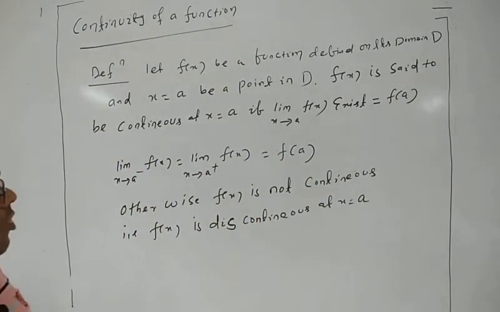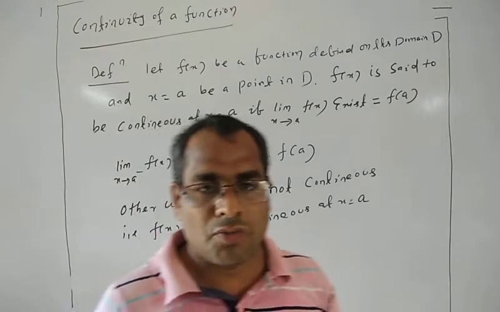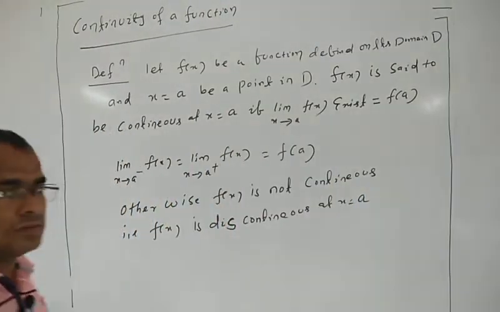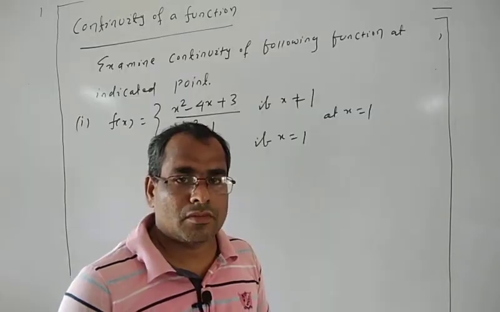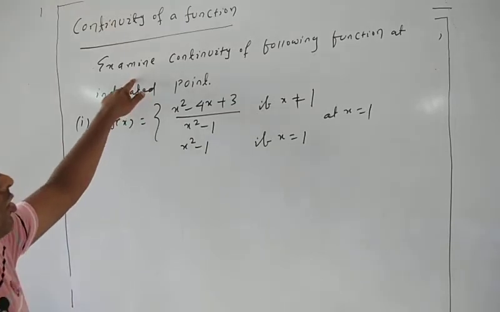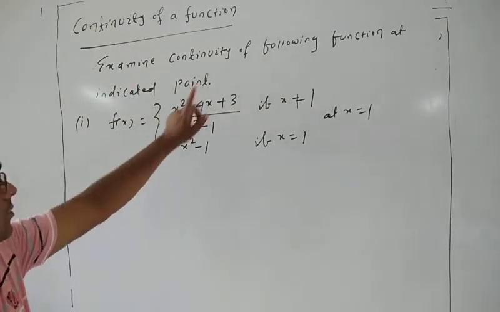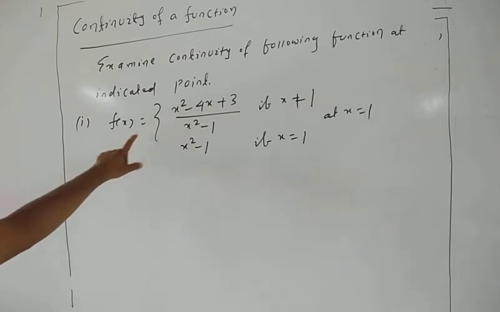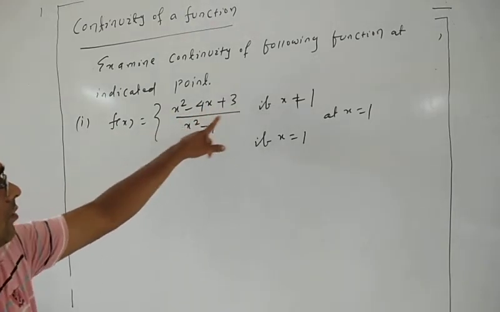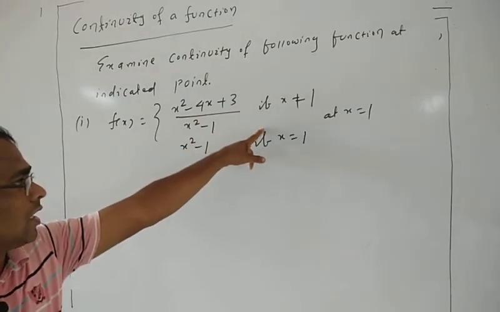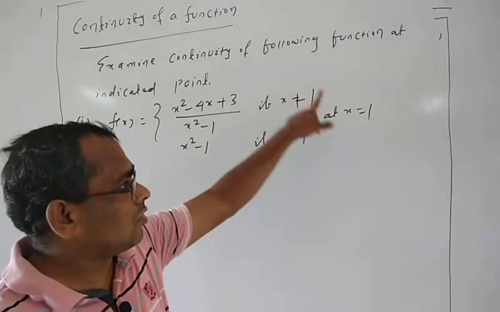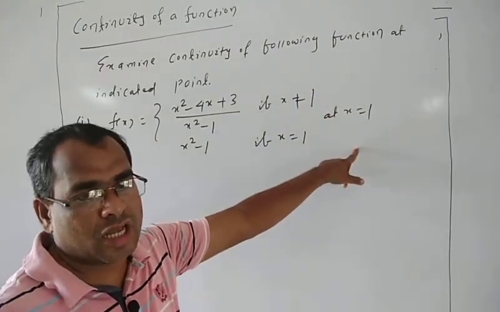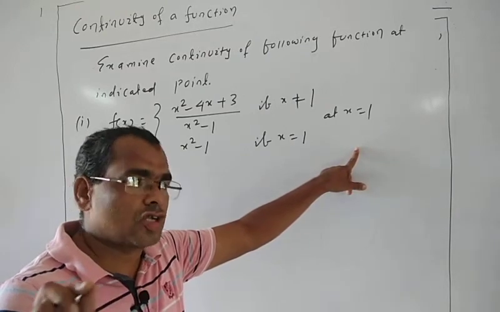Okay, otherwise the function is discontinuous. Now we test some examples of the continuity of the function. Examine the continuity of the following function at the indicated point. First question: f(x) is equal to (x square minus 4x plus 3) by (x square minus 1) if x is not equal to 1, and x square minus 1 if x is equal to 1, at x is equal to 1.